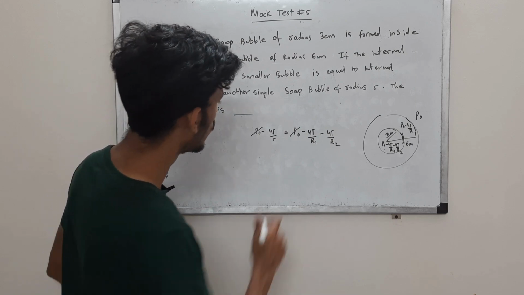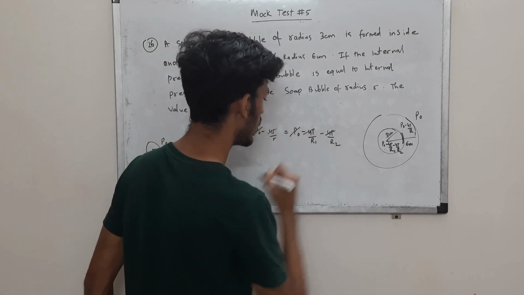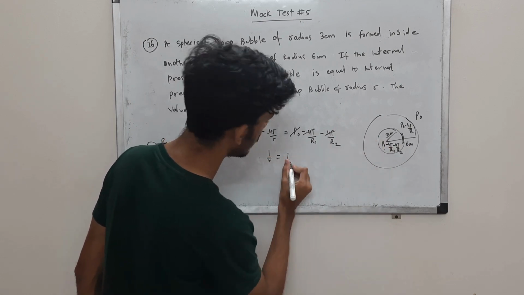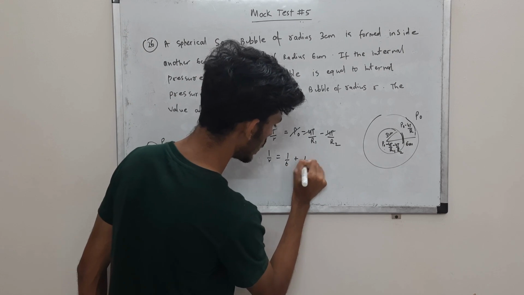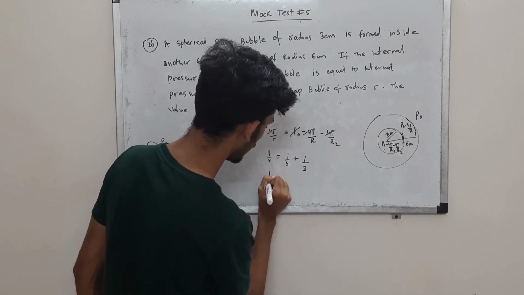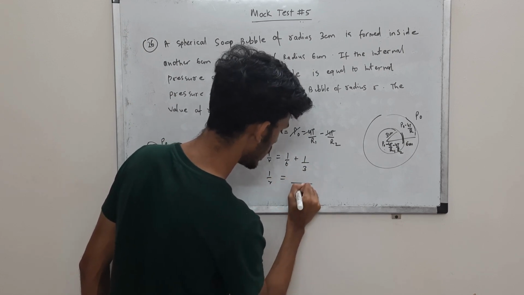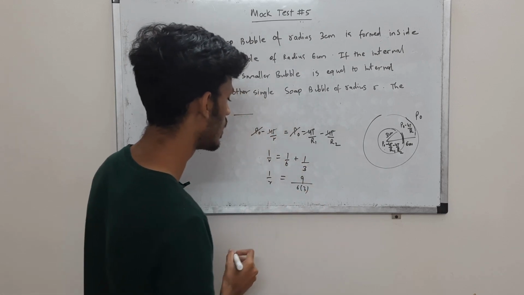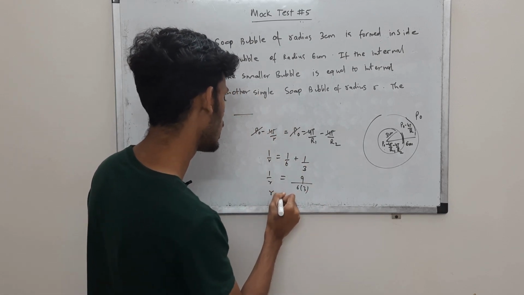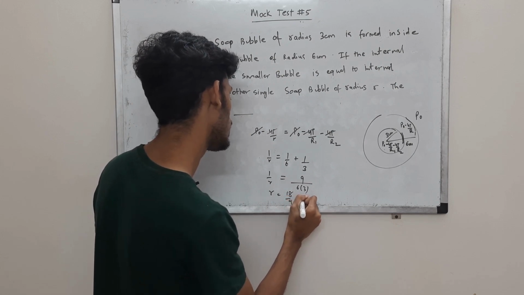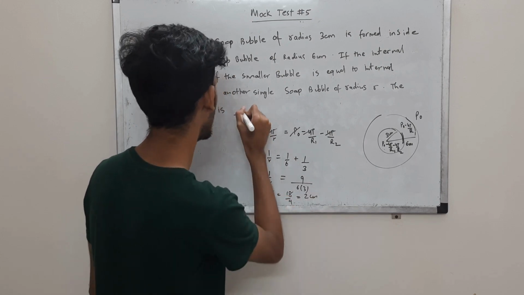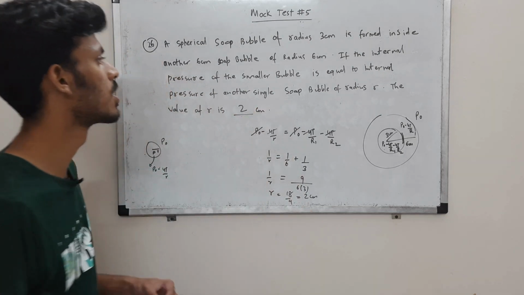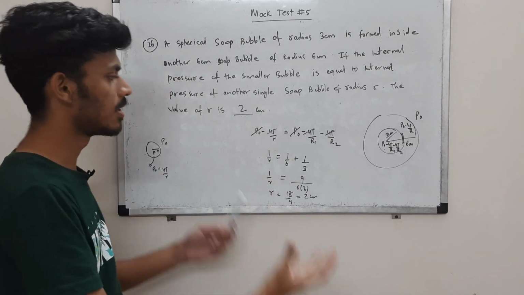If you see, 40 can also be cancelled, right? So 1 by R will be nothing but 1 by R1 plus 1 by R2. R1 is 6, R2 is 3, right? So R is 6 into 3 divided by the addition of 6 and 3, which is 9. So R is 18 by 9, which is 2 centimeters. Okay, so 2 is the correct choice over here, in centimeters of course. So that's our answer.